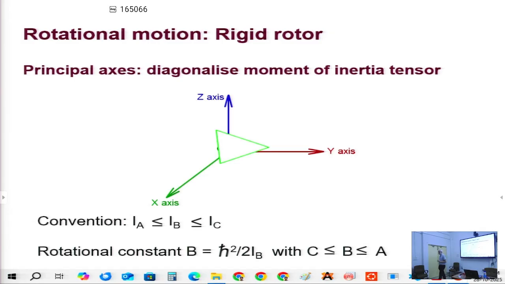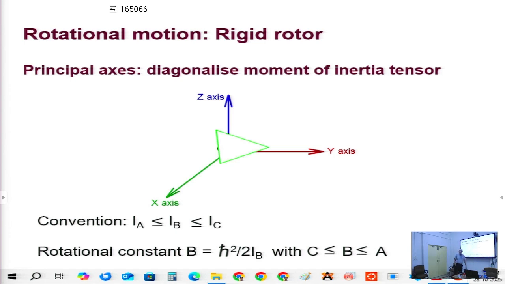The B-axis is the intermediate, and the C-axis has the largest moment of inertia. However, as we'll come to in a minute, notice these are not just greater than signs, they're greater than or equal signs, because in several cases, the moments of inertia are equal to each other. And you have a thing called the rotational constant, which when you only have one of them is always called B. When you have 3 of them, they're called A, B, and C, and variants on that, and we'll come to that in a minute.